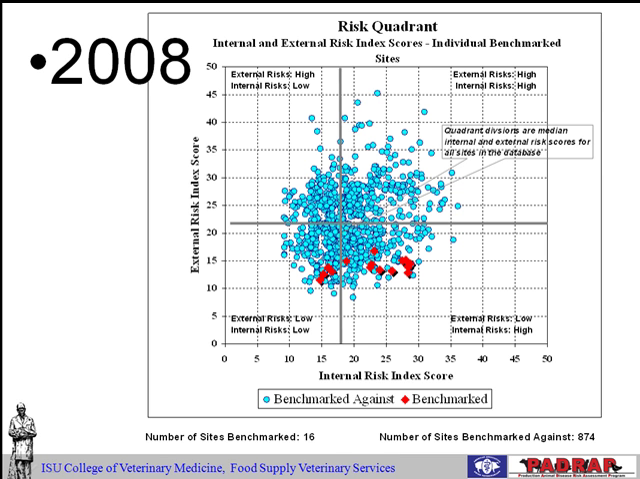I apologize, I should have explained this chart before I did that. On the vertical axis, you have the external risk index score. You just take all of those questions that relate to external risk, sum them up, and take an average. Then you do the same thing for the internal risk score, which is on the horizontal axis here, and you just plot those on this chart. The red dots represent the 15 sites, one for each site. The blue background is all the other sites in the database. The gray lines represent the median internal and median external risk scores.